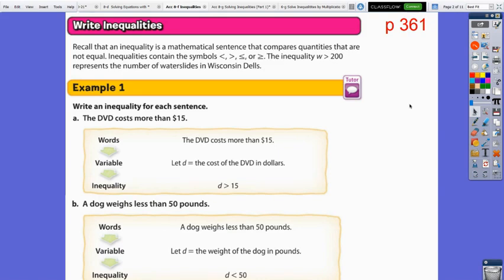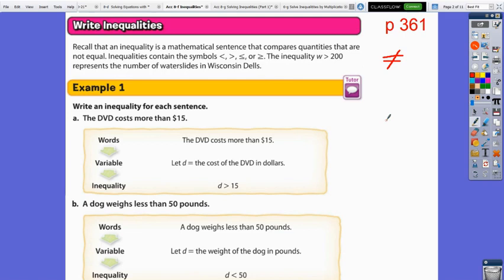Inequalities are like equations, except instead of equal signs, they have inequality symbols. There are 5 inequality symbols: less than, greater than, less than or equal to, greater than or equal to, and one additional one that's not very interesting, but it is nonetheless an inequality symbol. It looks like this, and that is the is not equal to symbol. But we don't really have to do much with that. It's not very interesting. Not yet, anyway. Maybe in Algebra 2.